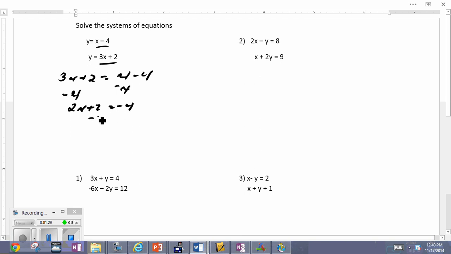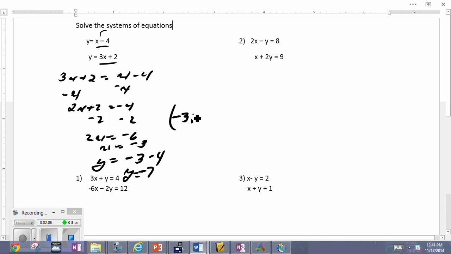And now I can subtract 2, and that gives me 2x equals -6, which says x equals -3. Well, I know what x is. Now I want to know what y is. So I could go back to either one of these because either one of these says give me x and I'll give you y. Okay, so here we go. When I put the x value of -3 into the first equation, I have y is equal to -3 minus 4, which is -7. Okay, so I know that now the point where they meet is -3, -7.